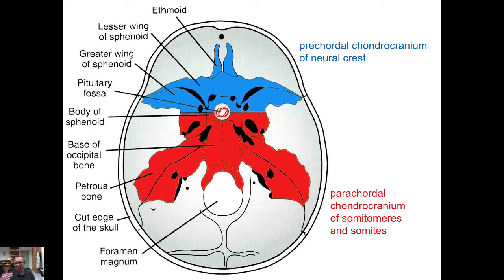So at this level is also the end of the former notochord. Notochord finished here because the pituitary fossa is at the place of the former oropharyngeal membrane. Paraxial mesoderm, which was under the influence of notochord, formed bones situated caudally from the pituitary fossa, and neural crest gives rise to bones situated cranially.